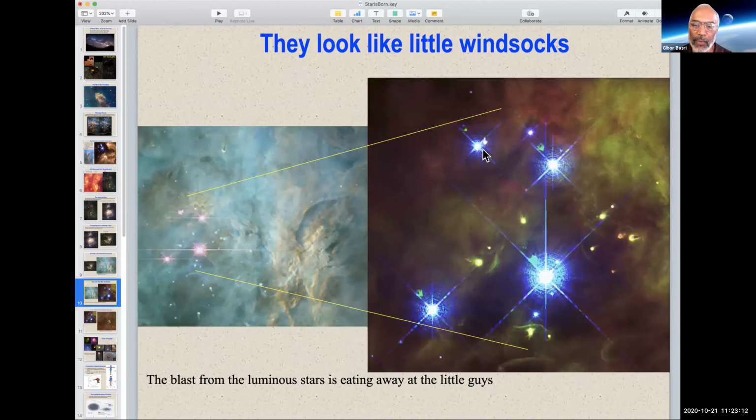So zooming in even more, now you can see a couple of these windsock things better. Here's the main guy. This star is several tens of solar masses, and it's producing most of the energy in this region. And all of these things here are newly forming stars around this. So remember, there were thousands in this molecular cloud, and the blast from the luminous star is eating away at the other ones.